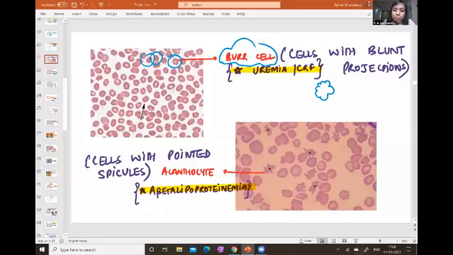In the image below, can you see there are projections in these RBCs also? But these projections are not blunt. They're very sharp spicules, very sharp projections, right? These cells are therefore called acanthocytes. And these acanthocytes are seen in which disorder? That is abetalipoproteinemia, right? Simple, direct.